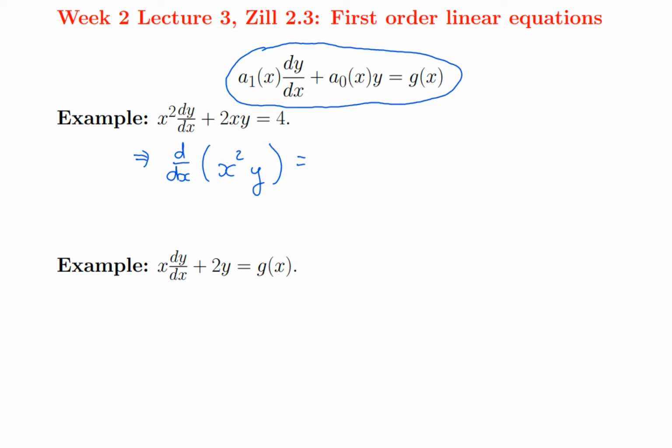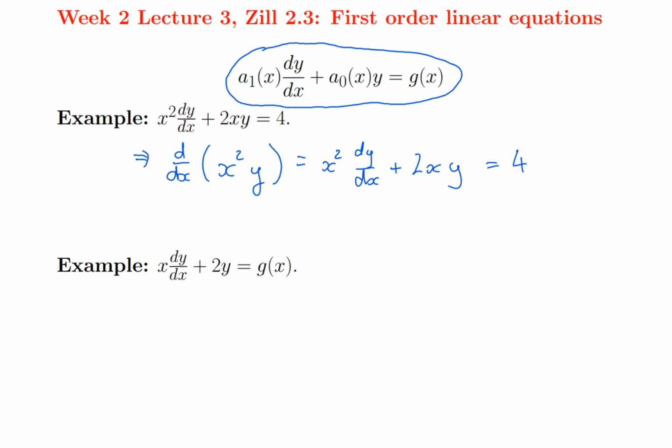Let's just work that out. The first term is a product here because y is some function of x, so it's a product rule. How do you do the product rule? You go first term times the derivative of the second term plus the derivative of the first term times the second term. The derivative of x squared is 2x times the second term, which is exactly what I've got on the left hand side. And the right hand side I don't need to do anything with, it's just equal to 4.